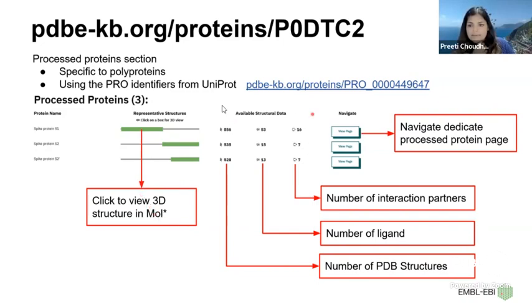And you have these icons showing you a quick glance of available structural data, for instance, the number of PDB structures, the number of PDB ligands, and the number of interacting partners. You can also view the dedicated processed protein page using this button over here.